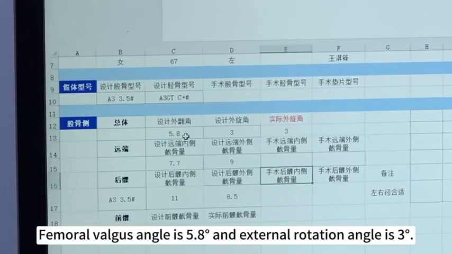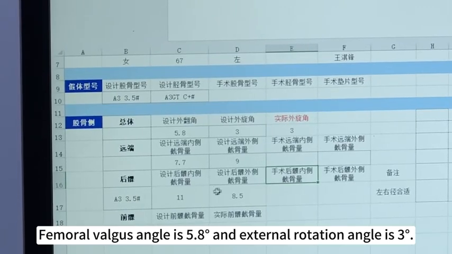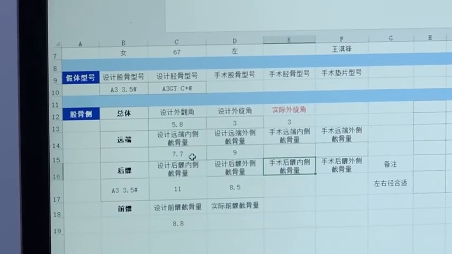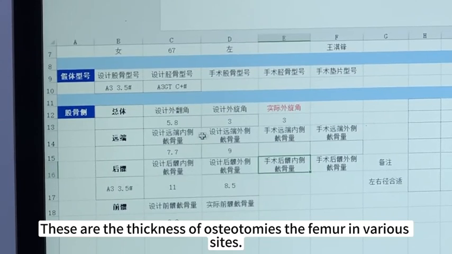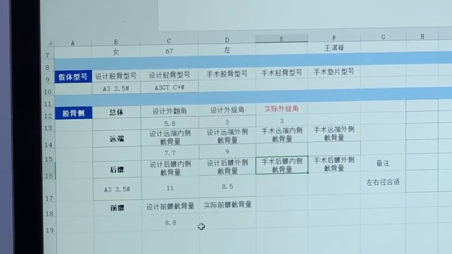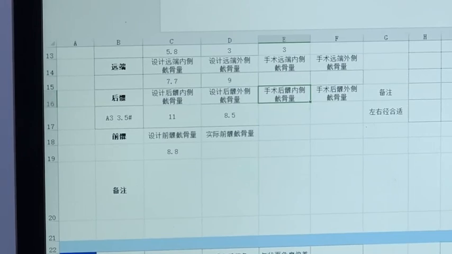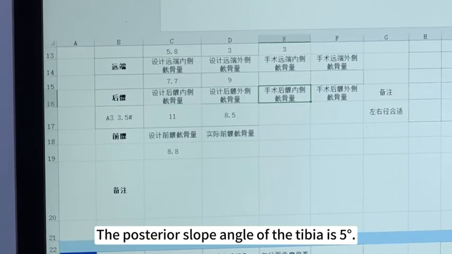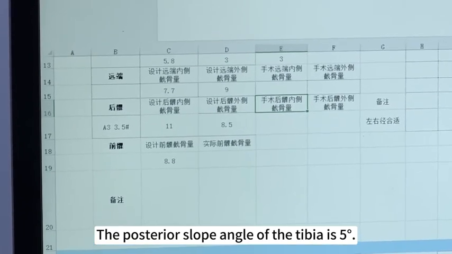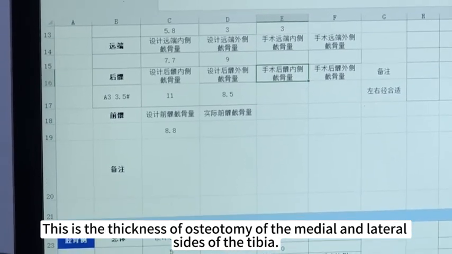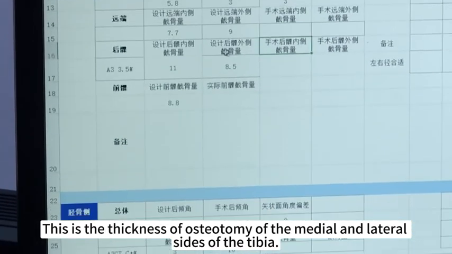Femoral valgus angle is 5.8 degree and external rotation angle is 3 degree. These are the thickness of osteotomies of the femur in various sites. The posterior slope angle of the tibia is 5. This is the thickness of osteotomy of the medial and lateral sides of the tibia.